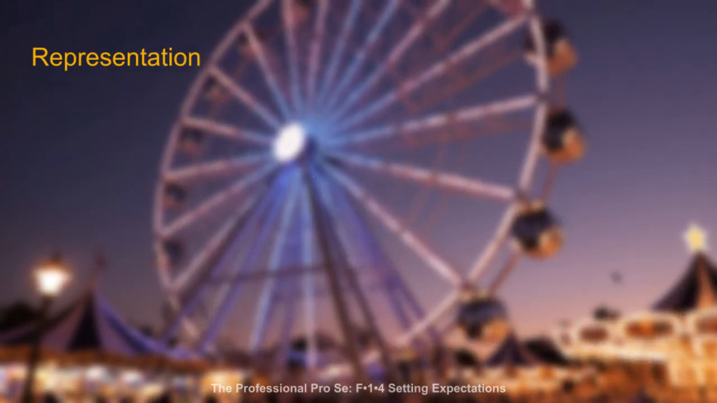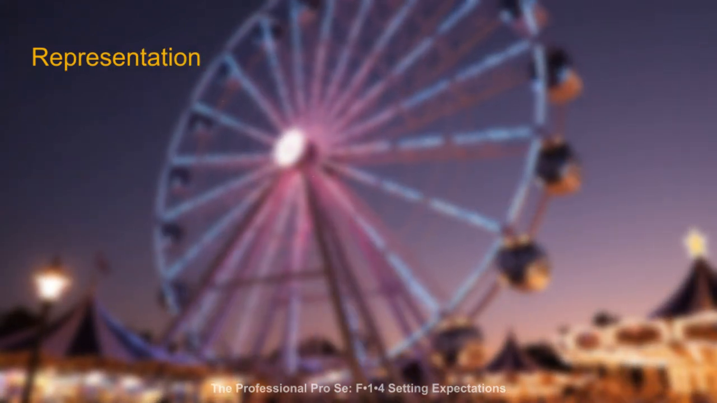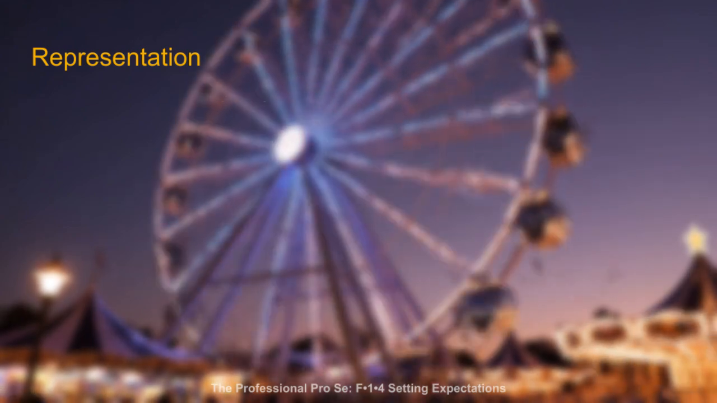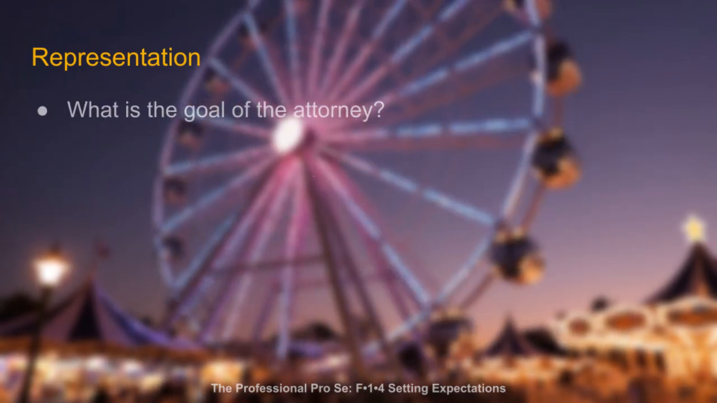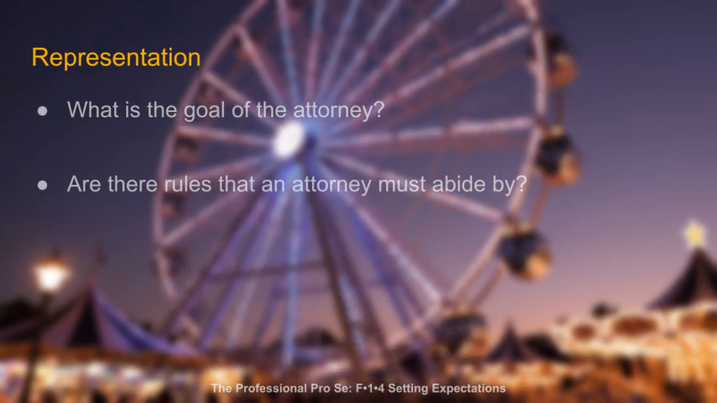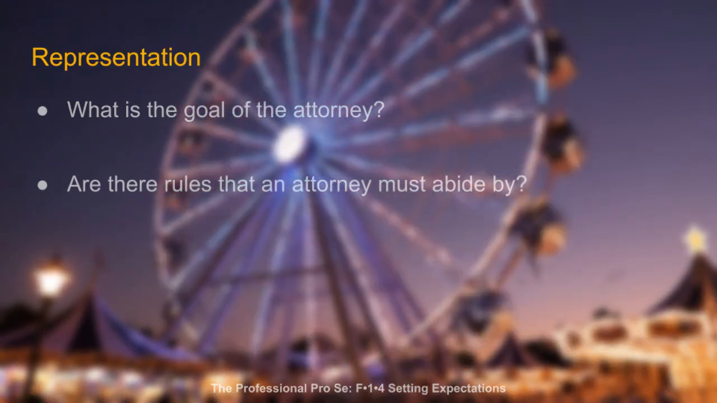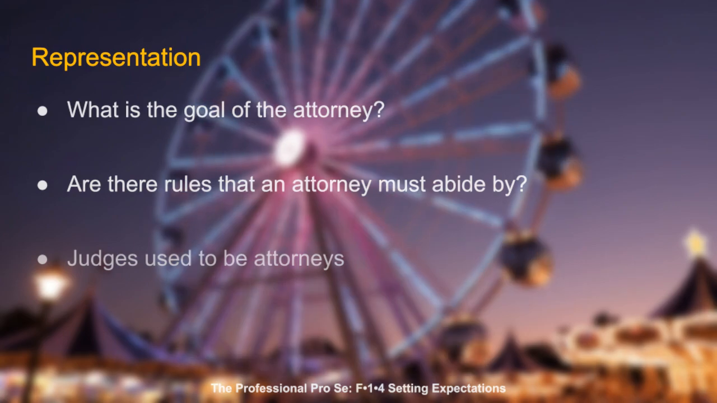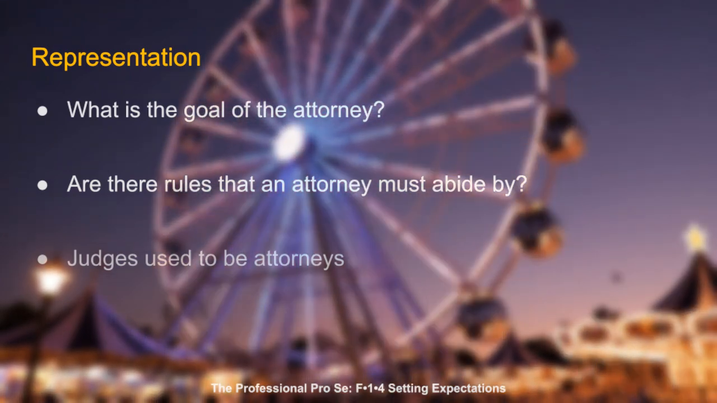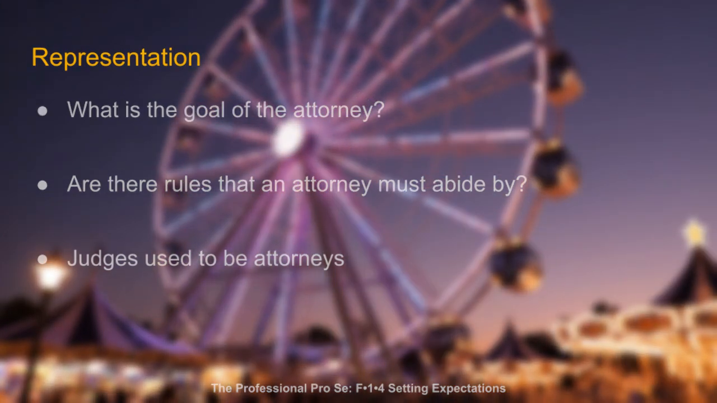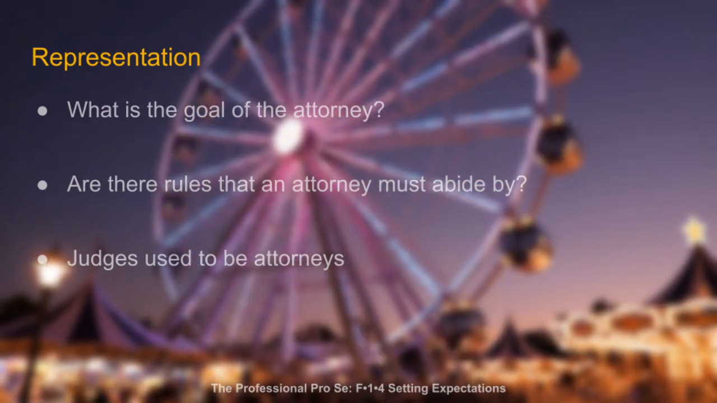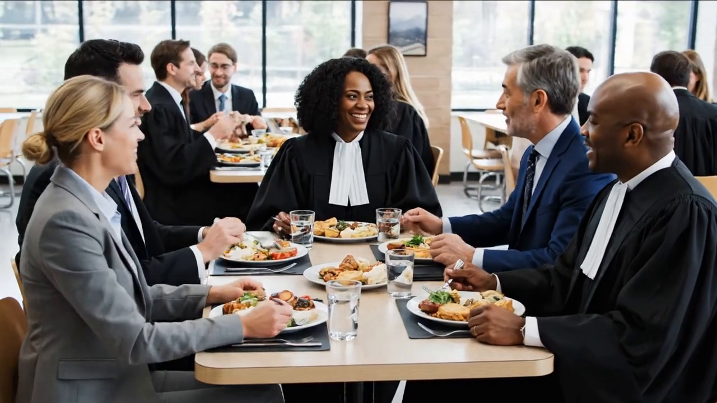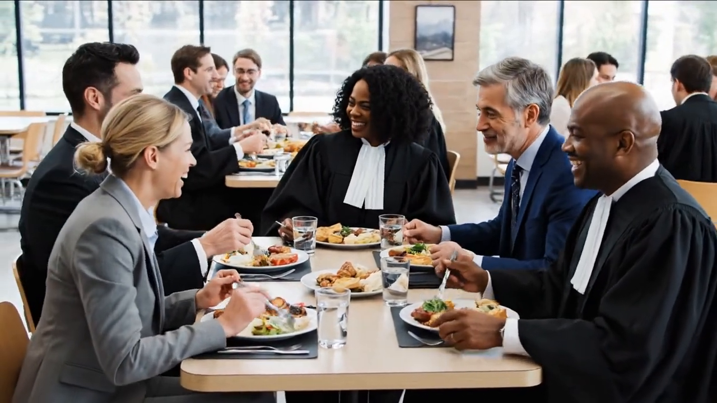As a pro se, or in propria persona, also known as pro per or sui juris litigant, you will need to learn what the goal of the attorney is on both sides of the case. What rules govern attorneys when they represent others? It is important to remember that judges used to be attorneys, even clerks can be attorneys, or at least law school graduates or bar members. This is important because off-the-clock familiarities may be at work outside the courtroom.